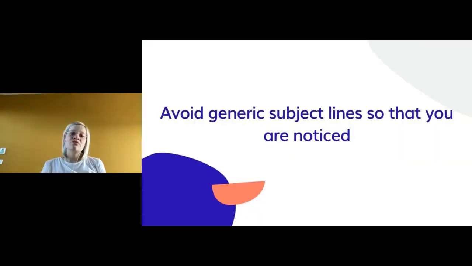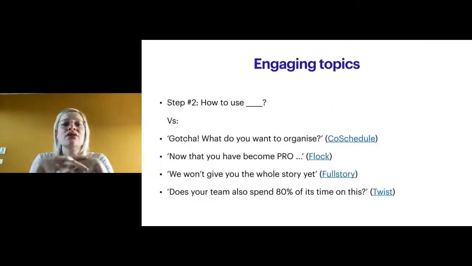And then also the choice between opening and not opening an email often depends on the subject line. So you want to avoid generic subject lines, of course. And general subject lines like "step number 2, how to use X" are not terrible by definition, but they're not very exciting either. So we've collected some recent subject lines of onboarding emails that arouse more interest, like "Gotcha, what do you want to organize now?" for an event scheduling app. "Now that you've become pro, we won't give you the whole story yet" for a company called FullStory. And "Does your team also spend 80% of its time on this?" which is trying to spike your interest.